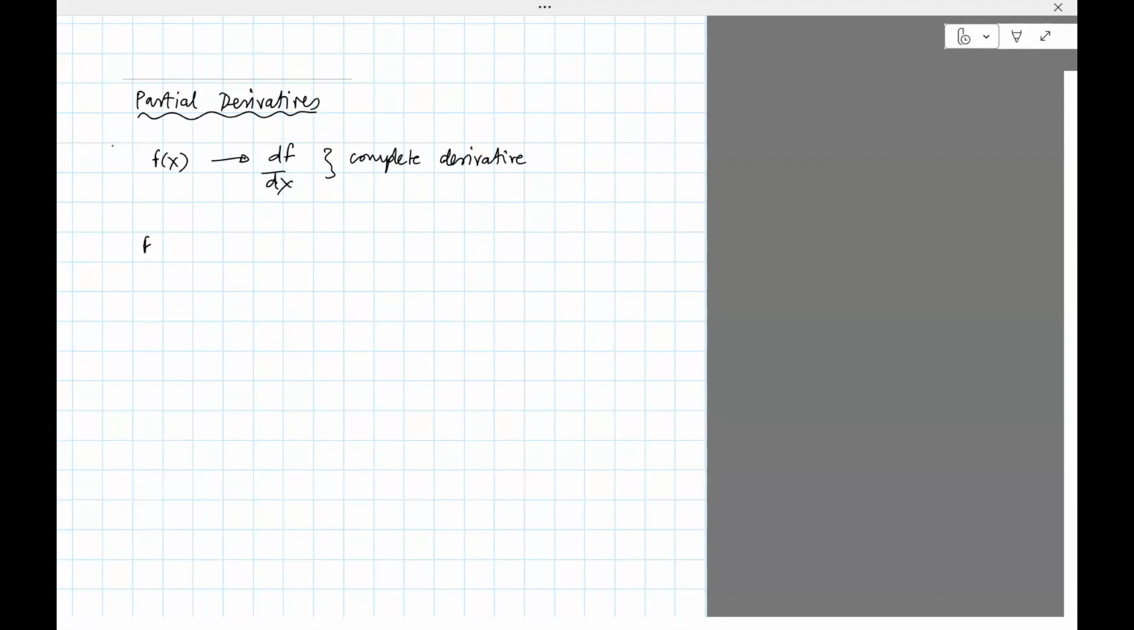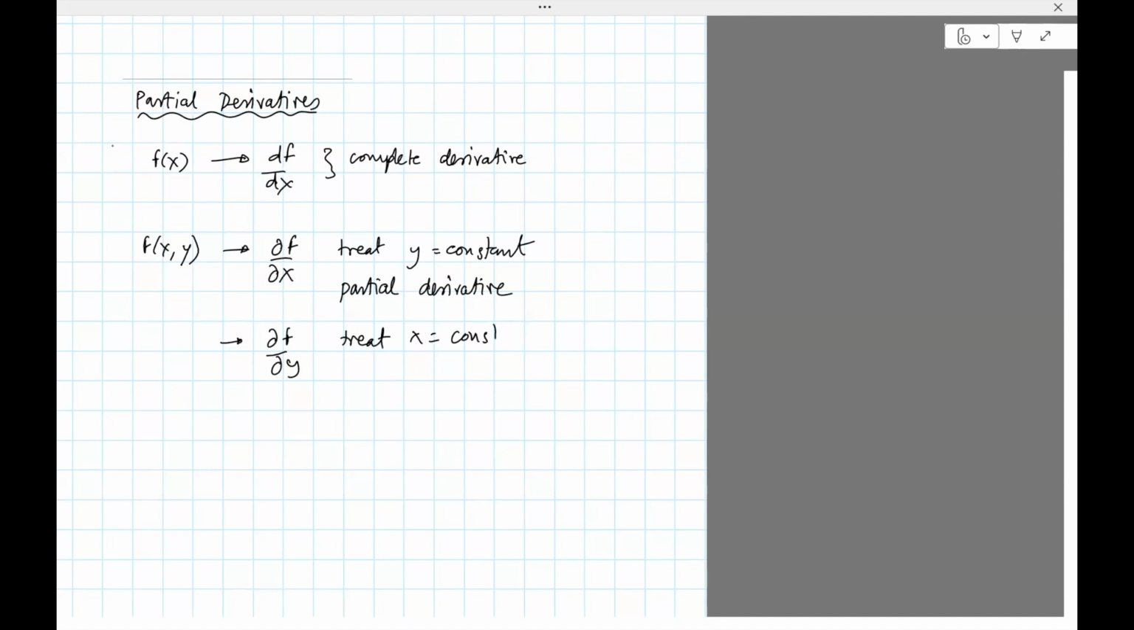Now, a partial derivative is when you have more than one independent variable. So here x and y. If you want to compute the value of df dx, you need to treat y as a constant. Think of y as a numeric value. Don't do anything to y. That would be a partial derivative. Similarly, you can compute df dy, treating x as a constant.